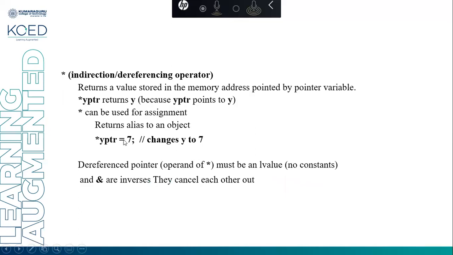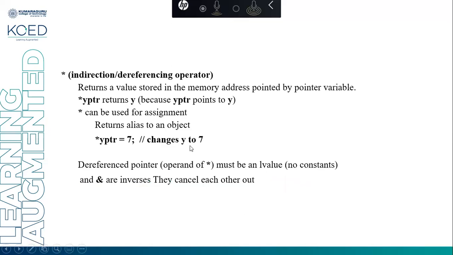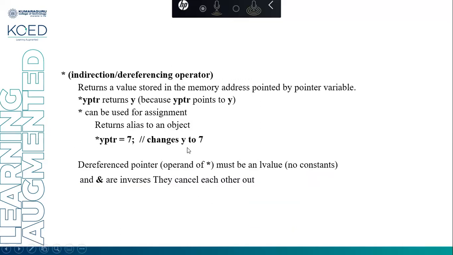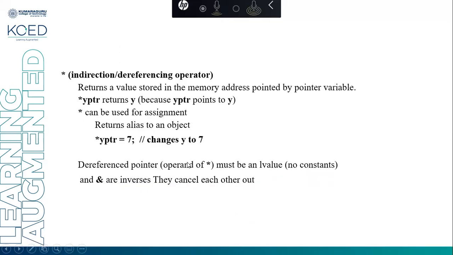Likewise, you are able to store 7. If you give star yptr equal to 7, it will go directly to the memory location and assign the value 7. What is that memory location? 6 followed by 5 zeros, which is the memory address of y. So when you write star yptr equal to 7, it goes to the memory location and replaces the container value with 7. So star yptr equal to 7 changes the y value to 7.